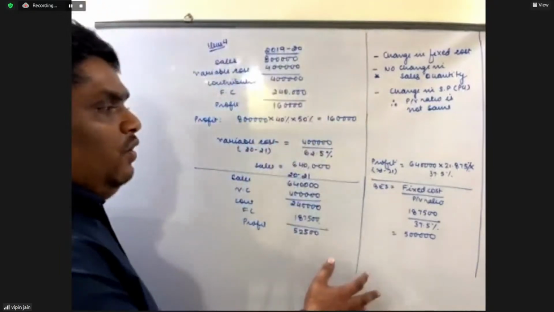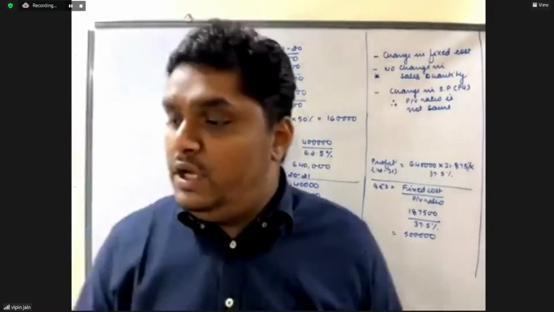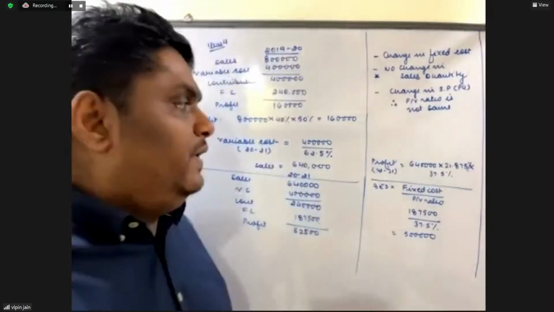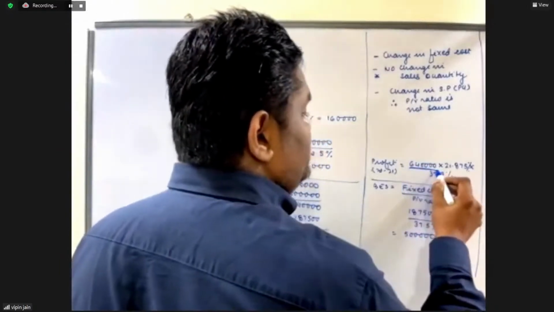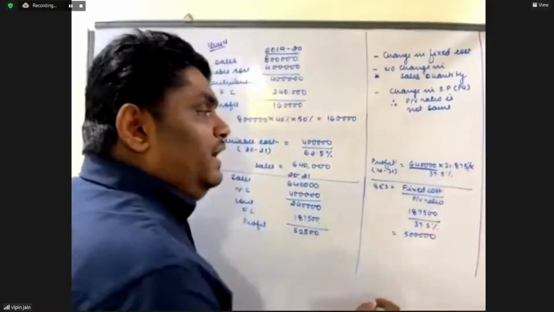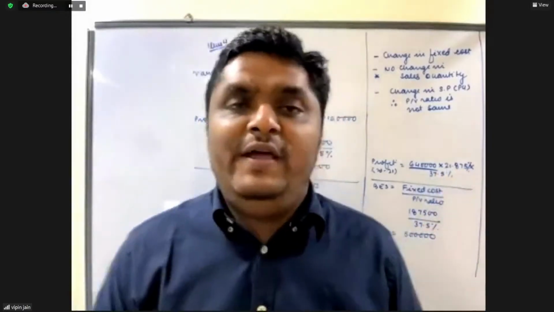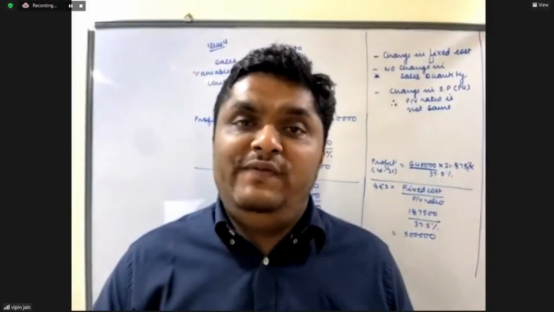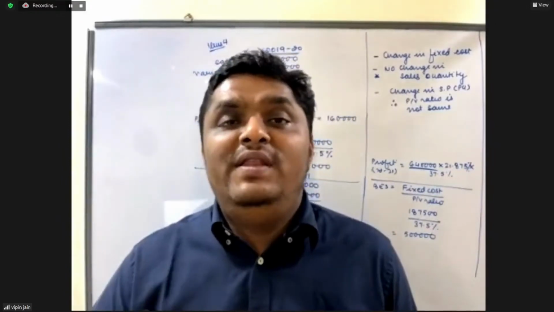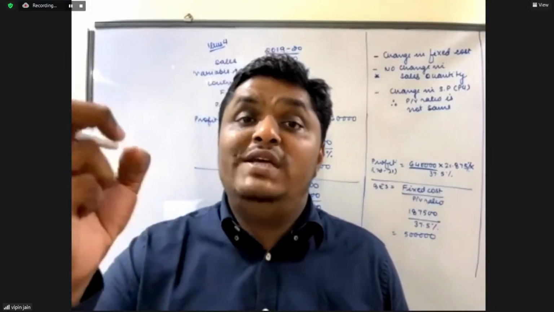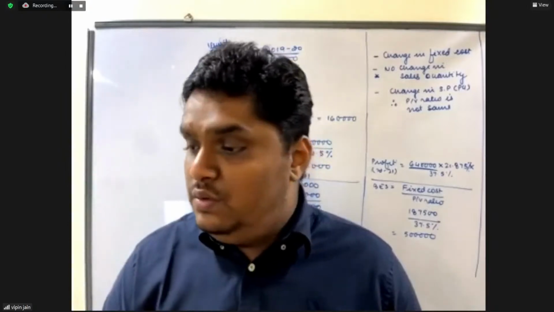So herein, there is a query from Diksha Agarwal: sir, how to calculate the profit. Herein, my 6,40,000 is my total sales. If we multiply it by 21.875%, we will get the margin of safety sales. And if we multiply margin of safety sales with PV ratio, we will get profit, because the formula is profit divided by PV ratio.